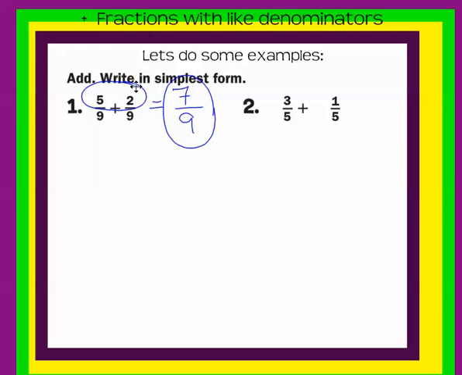For puzzle number 2, we also have like denominators on the fractions, so we can just add the numerators. We wind up with 4/5. We don't have a common factor other than 1 for 4 and 5, so we are finished.